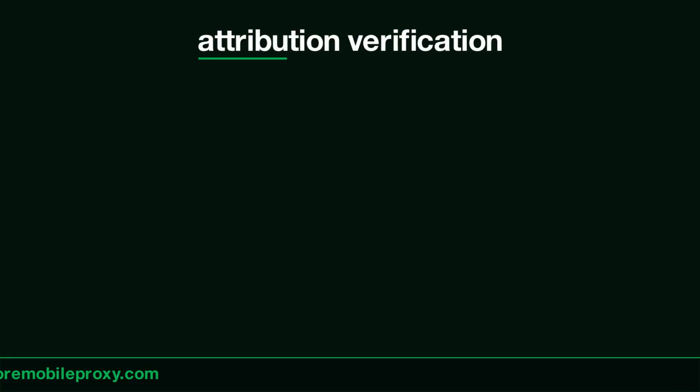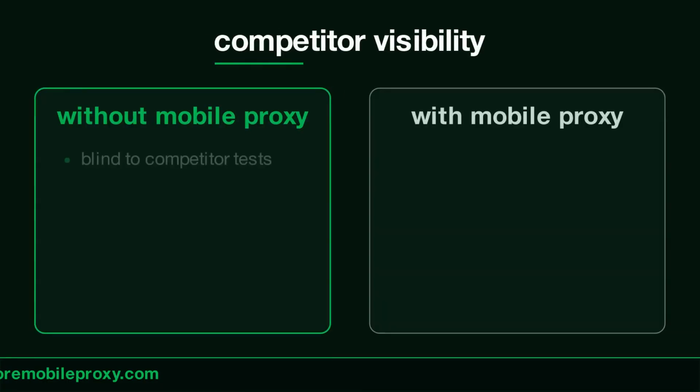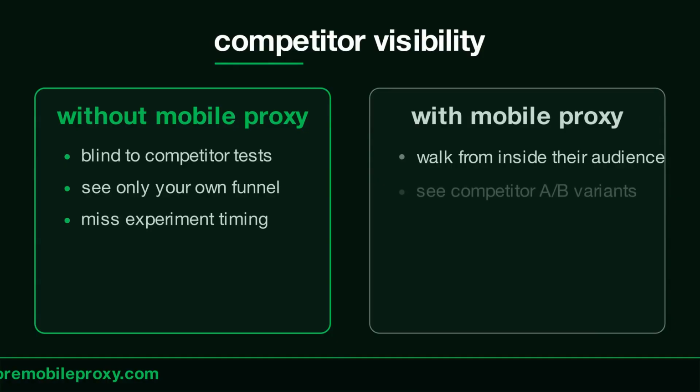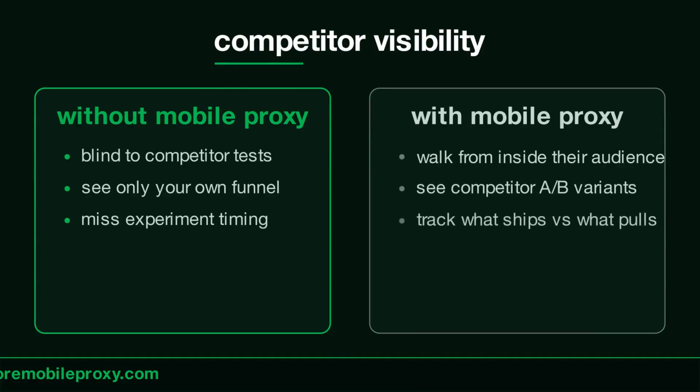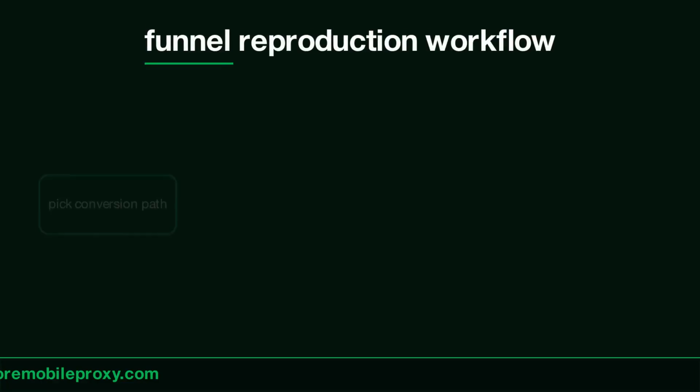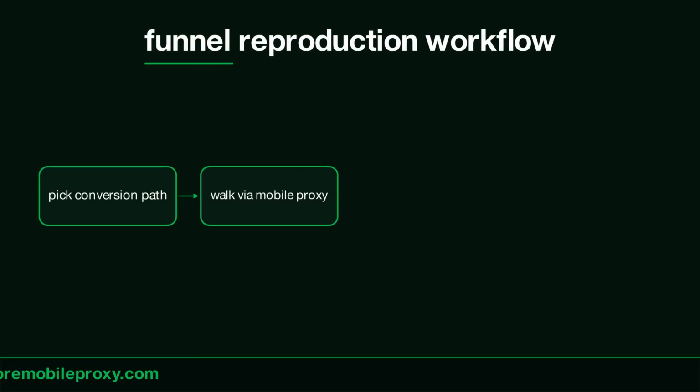The four workflows. Funnel reproduction is the first. Pick any conversion path, walk it through a mobile proxy, capture every step, verify the events. When the data team flags a drop in conversion rate, the funnel walk is the fastest way to localize the issue. Attribution QA is the second. You change a UTM scheme, a Meta payload, or a TikTok event setup, and you need to verify without polluting production data. A mobile proxy session plus a tag test parameter gives you a clean, testable identity.